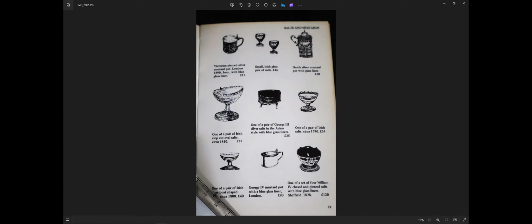This is what we're looking at here. What are a pair of Irish, blah, blah, blah, £25 for a pair. What of a pair of Irish, £40. So really that's like in today's money, that's £200. I think that's £320.